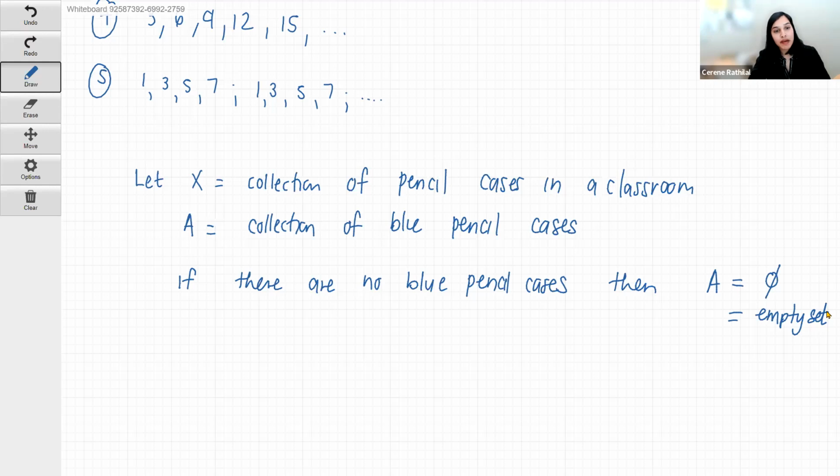Can you come up with some other examples of subsets? First you'd have to state your original set and then you describe the subset. Okay. Just waiting for some responses in the chat.